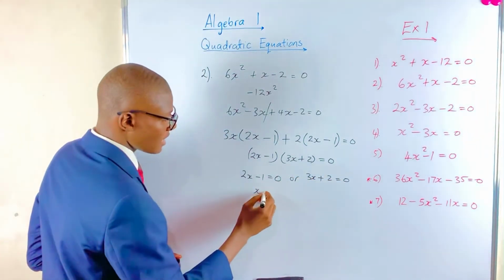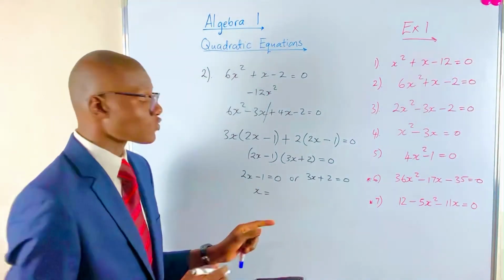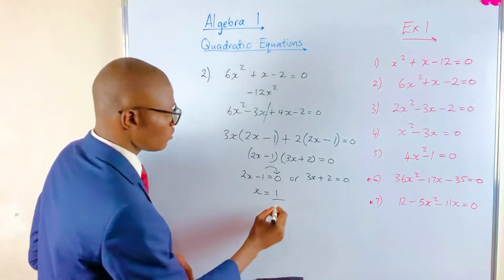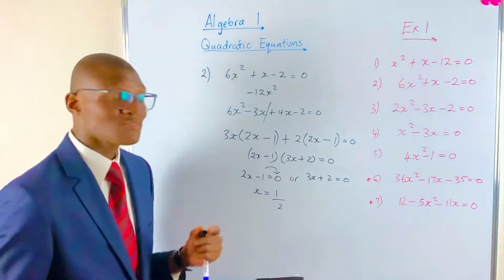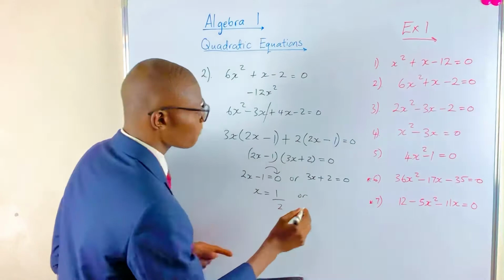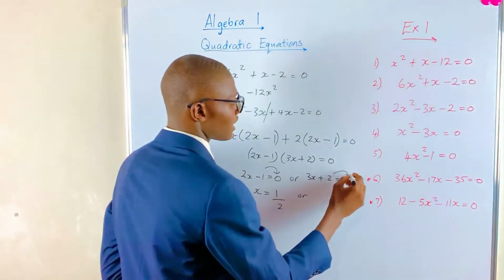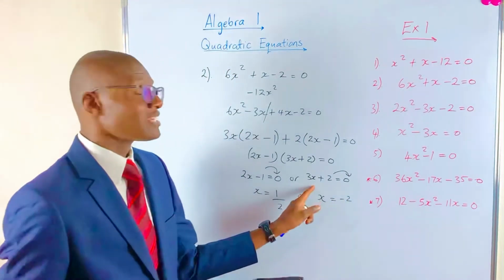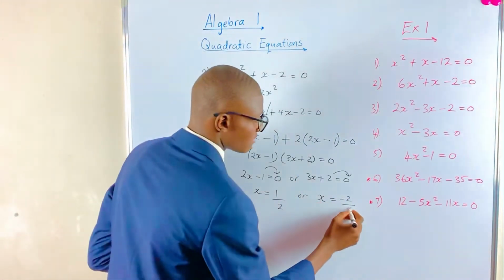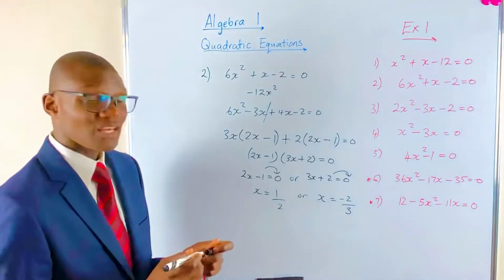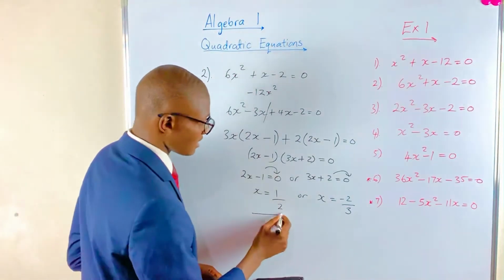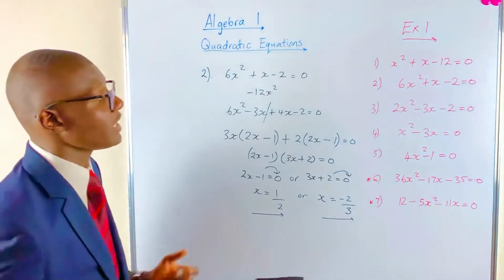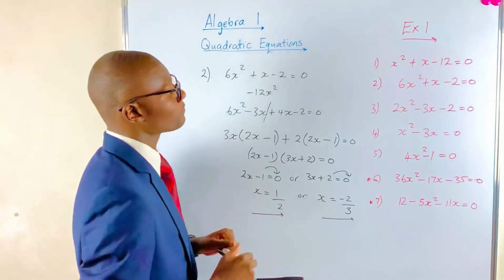Such that x would be equal to, taking minus 1 to the right hand side, we get a 1. Then dividing both sides by 2, since we have 2x, we have x being equal to half. Or we can take this 2 to the right hand side, and then x would be equal to minus 2. But remember there is 3x, so we shall divide both sides by 3 to get x being equal to minus 2 over 3. So either x is half or minus 2 over 3. So now these are the solutions that we get after we solve for number 2.